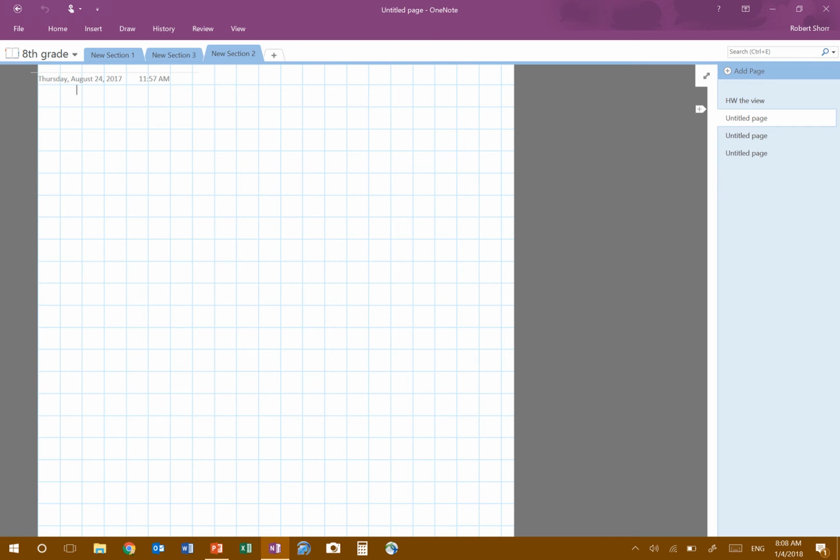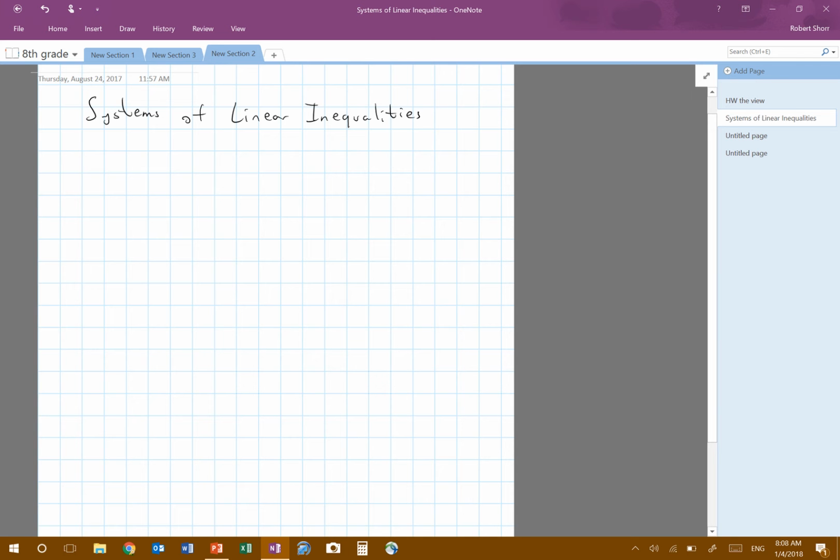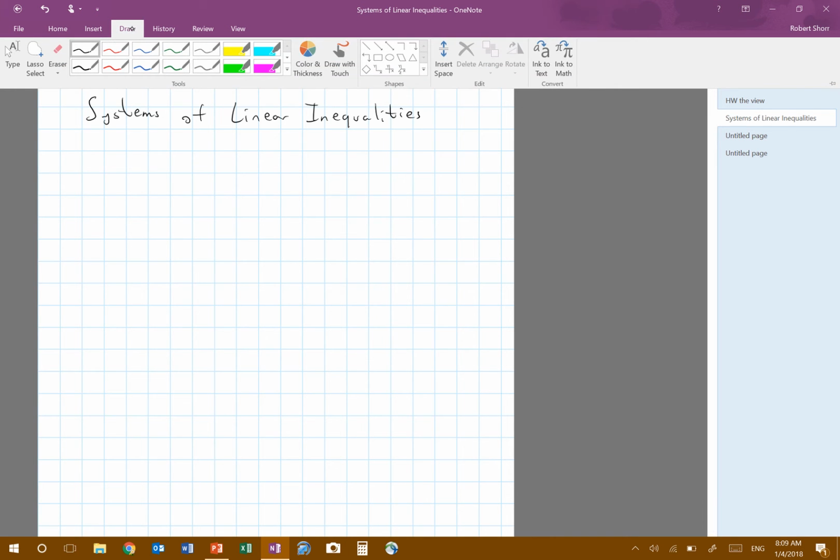Now, the new lesson for today is very similar: systems of linear inequalities. So just like we had systems of linear equations, we can also have systems of linear inequalities, and it's going to build very directly off of graphing these linear inequalities. Just like in a system of equations, you have two equations, in a system of linear inequalities, you're going to have two inequalities.